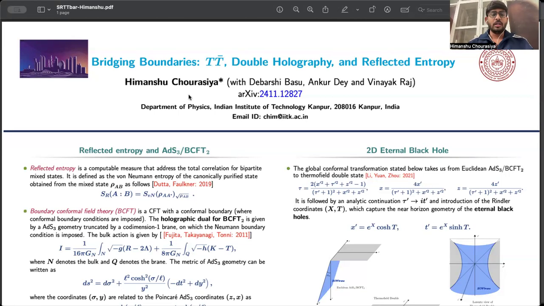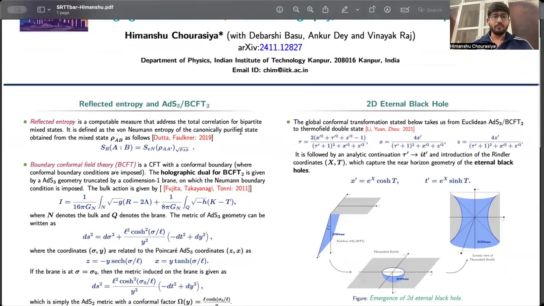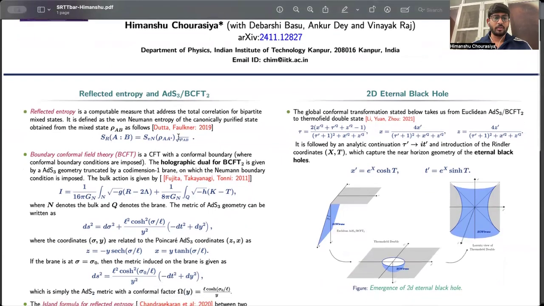The title of my poster is Bridging Boundary, TTbar, Double Holography and the Reflected Entropy. Reflected entropy is basically a computable measure to address the total correlation for a bipartite mixed state, which is defined as the von Neumann entropy of the canonically purified state obtained from this mixed state according to this equation.